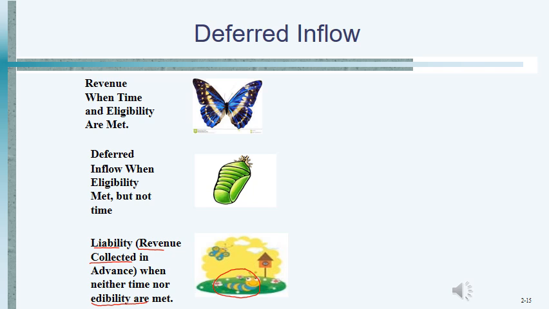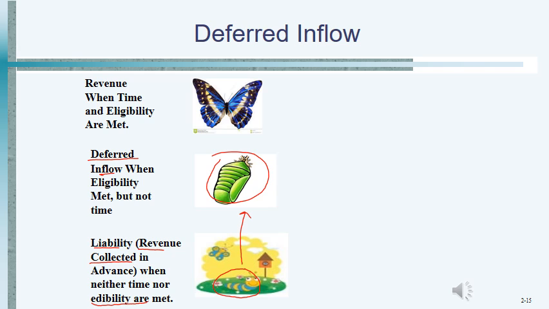Then what? As we start to meet our eligibility requirements, now we have to consider our time requirements. So now the caterpillar is sitting here in this cocoon and it is waiting for time to pass, and as it has met eligibility, is waiting for time to pass, now it becomes a deferred inflow. So it's moved up from the liabilities, but it's still close to a liability. So that's why we report them down in the liabilities section on our balance sheet and on our statement of net position if we're reporting this at the government-wide level.